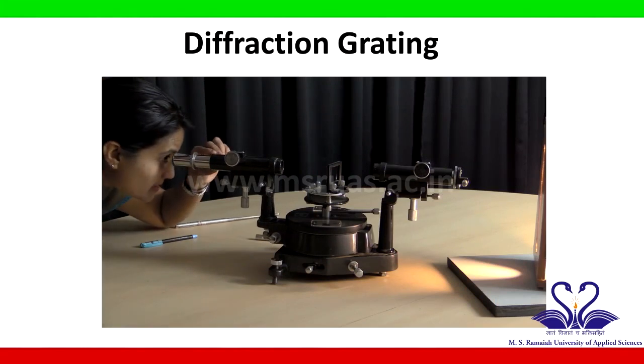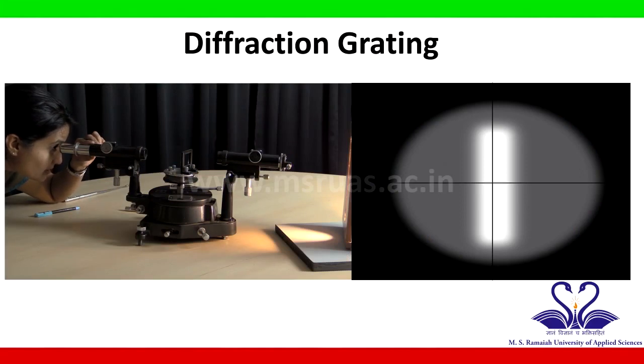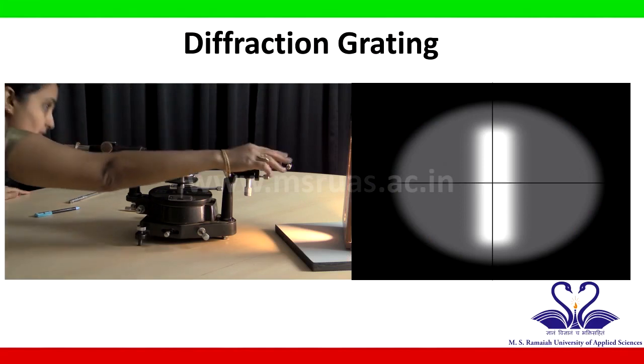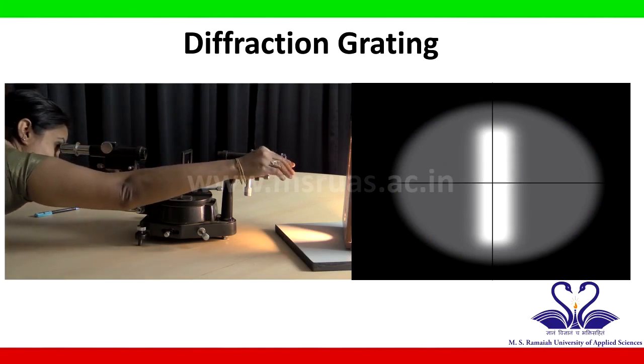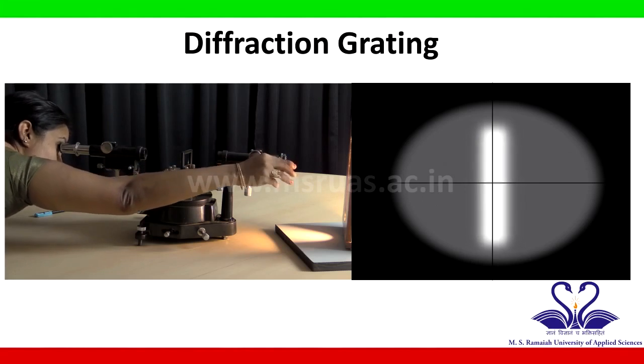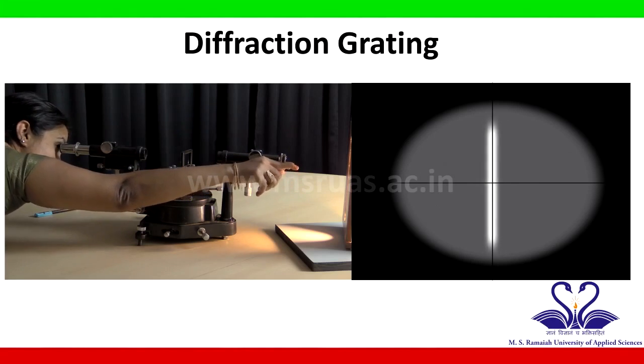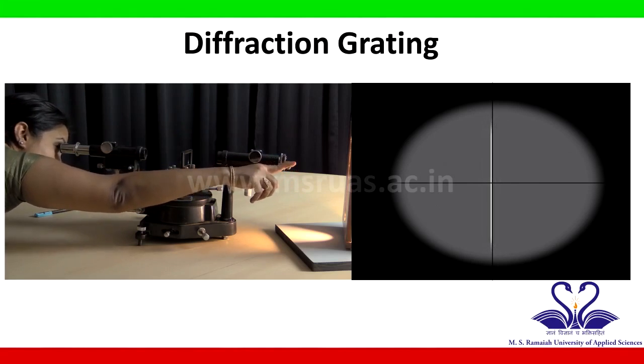Look through the eyepiece. You will observe a wide and blurred image of the slit. Next, looking through the eyepiece, work on the screw attached to the slit till the width of the slit is as narrow as possible.